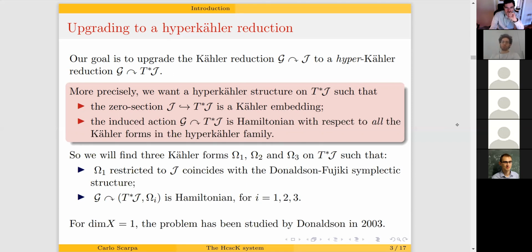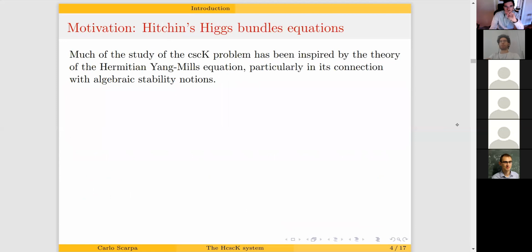Instead, what I'm going to propose now is a construction that works in any dimension, and hopefully it gives us some interesting set of equations. So the motivation is essentially the same as in Donaldson's work. It comes from the theory of the Hermitian-Yang-Mills equation.